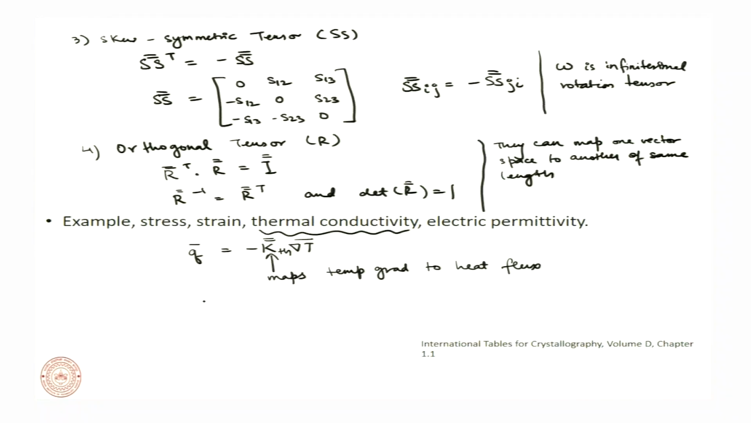Likewise, our electric displacement is equal to the electric permittivity tensor times the electric field. So this is electric displacement. This is our dielectric or permittivity tensor. This is our electric field.